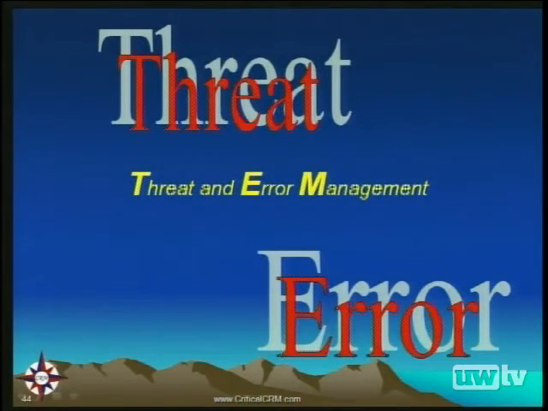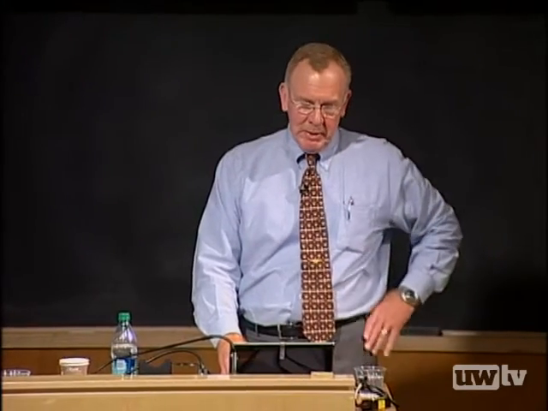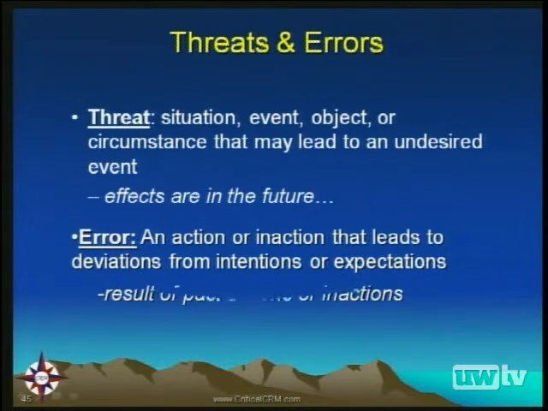The final section that I'm going to talk about is threat and error management. That's like risk management for aviation. The difference between threats and errors is one word: timing. Threats are events that have not happened yet. They are things down the road. Errors, by contrast, are actions or inactions that lead to deviations from what we wanted to do.